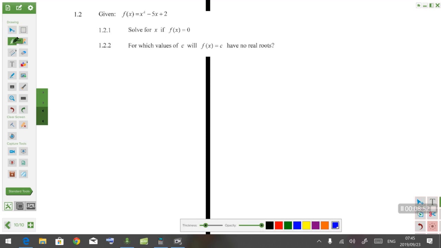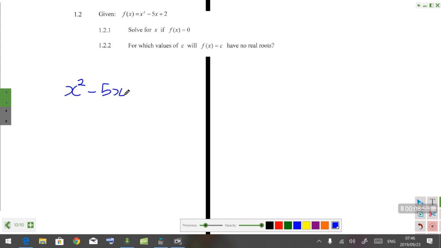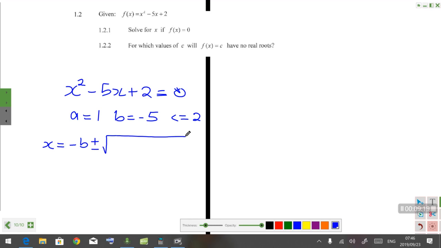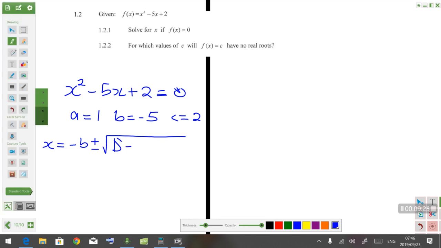Solve if f of x equals 0. Okay, guys. X squared minus 5x plus 2 equals 0. There are no factors here, so what do we do? We run to our calculator. Where a is 1, your b is negative 5, and your c is what? 2. X equals negative b plus or minus square root of what? B squared minus 4ac over 2a.